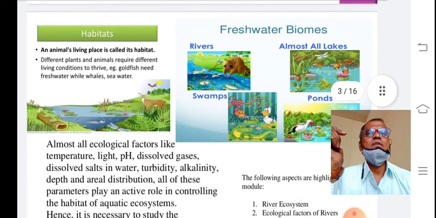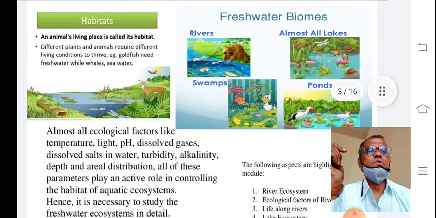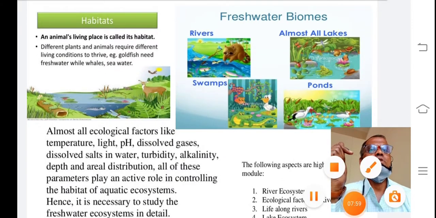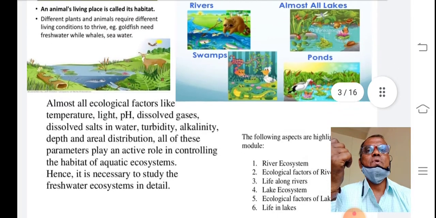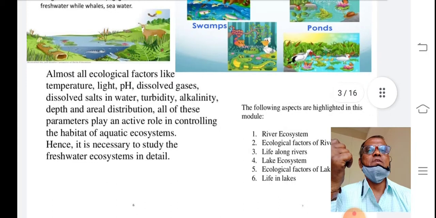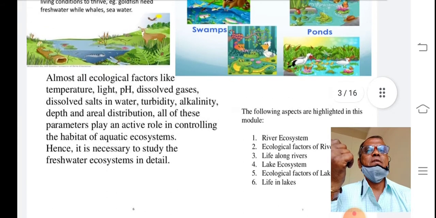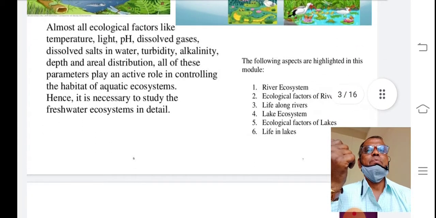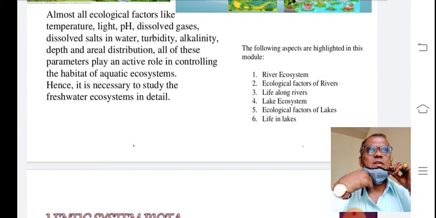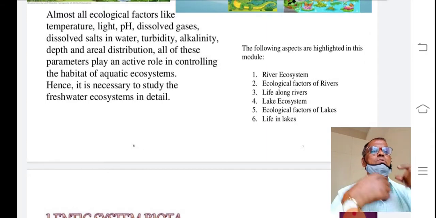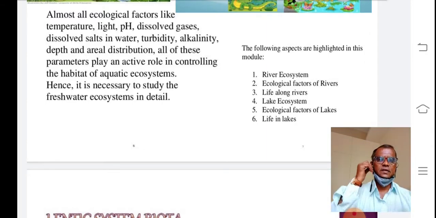So secondly, here you are observing the good photographs of this one. Suppose the rivers, swampy areas, ponds, and lake conditions are there, and they show different plants and animals. Basically, one factor is the pH of water, temperature, light, and dissolved gases. These are very important.